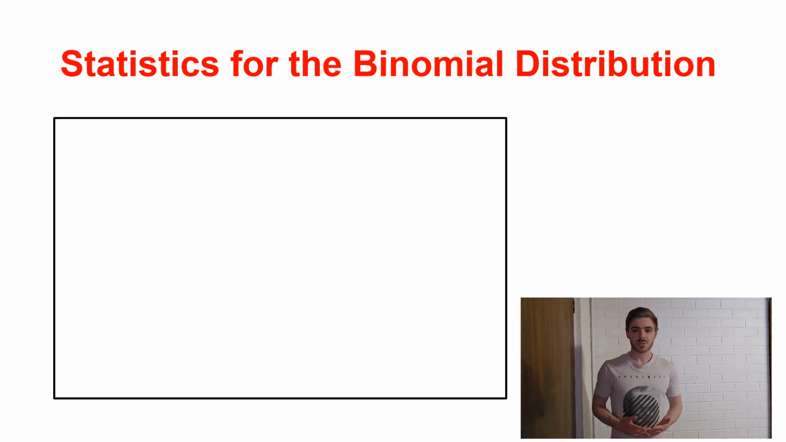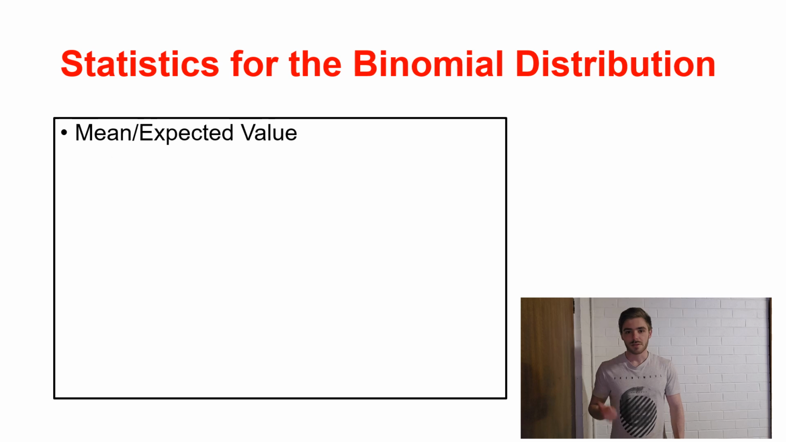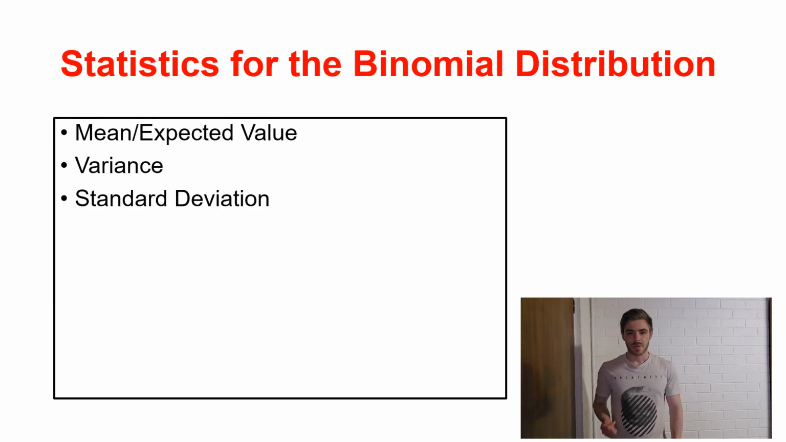In this video, we're going to look at how to calculate the key statistics for the binomial distribution. The good news is that these statistics are the same for all different kinds of probability. We still only care about the mean, the variance, and the standard deviation. The only thing that differs is how they're calculated.